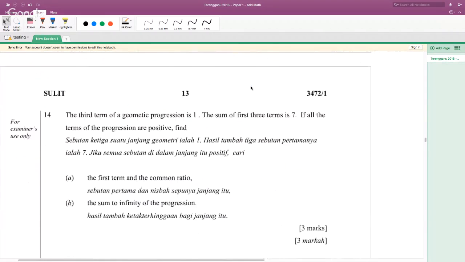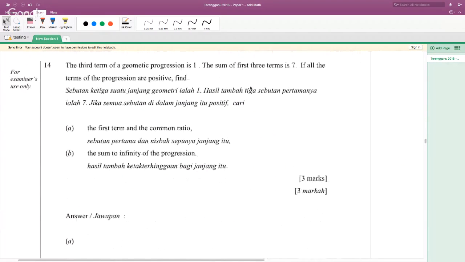Okay. So over here, the third term of the GP is 1. So same thing, third term is T3 equals 1. Tn equals ar to the power n minus 1. T3 is just ar squared equals 1. Right? You have to be very familiar with all this. So sum of the first three terms. Okay, do you see the word first? So this is S3 equals 7.